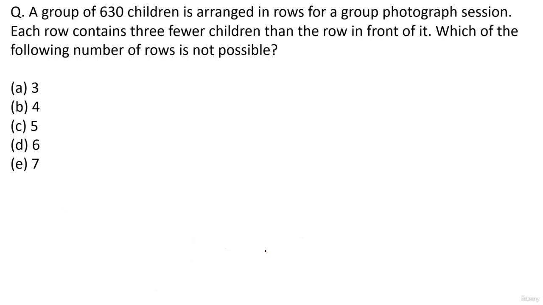A group of 630 children is arranged in rows for a group photograph session. Each row contains three fewer children than the row in front of it. Which of the following number of rows is not possible?